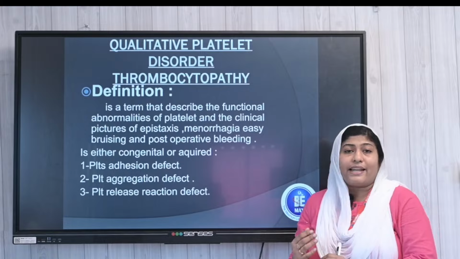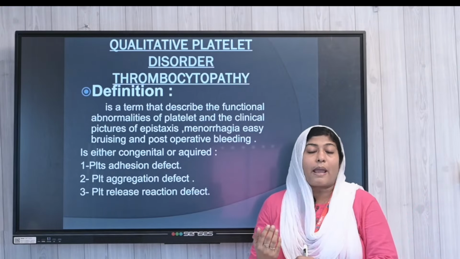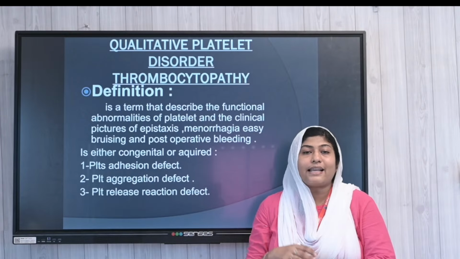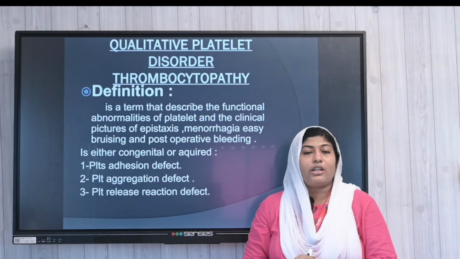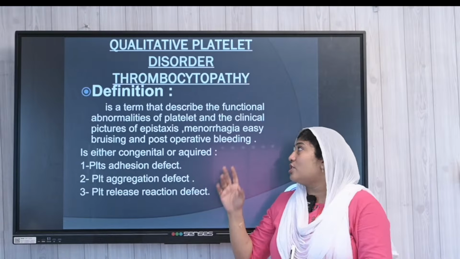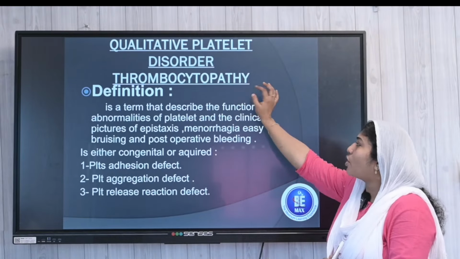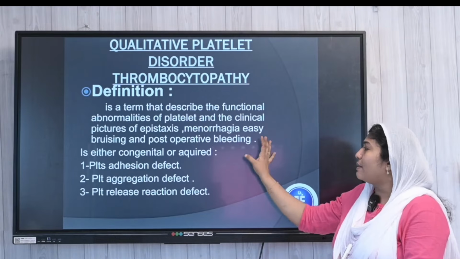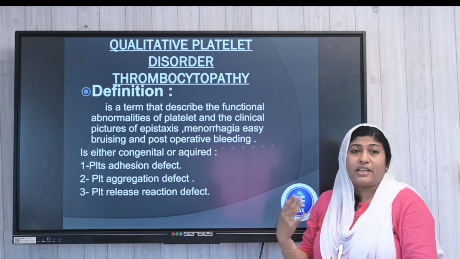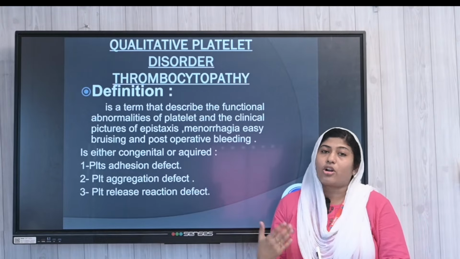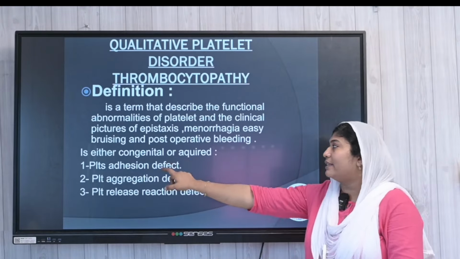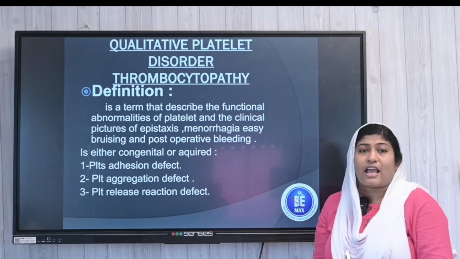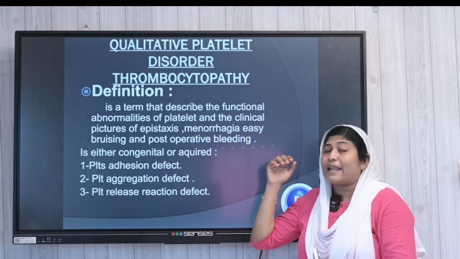So when the platelet has any problem in adhesion, problem in aggregation, or some abnormalities inside the granules, they are all together called the qualitative problem of platelets. The first condition I am going to share with you is thrombocytopathy, related to quality problems of platelets. The platelet problem can occur either genetically, that is at the time of birth itself, called congenital, or acquired, meaning later in life a person develops some platelet quality problem.